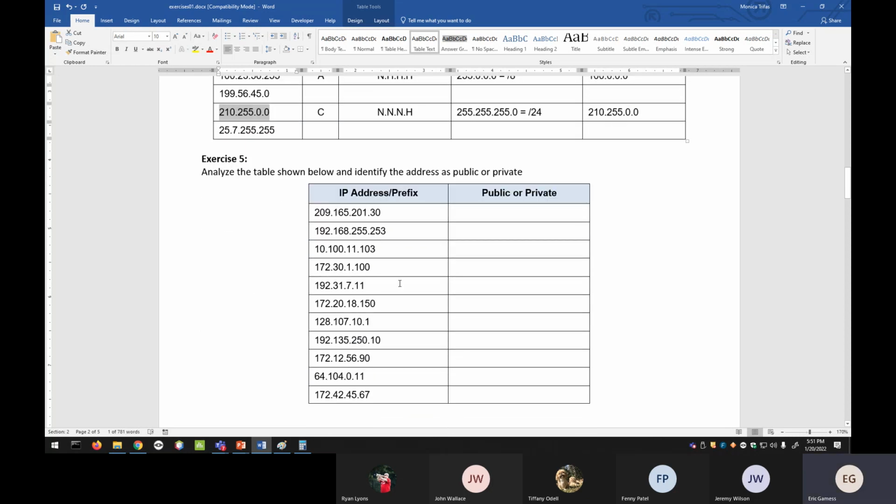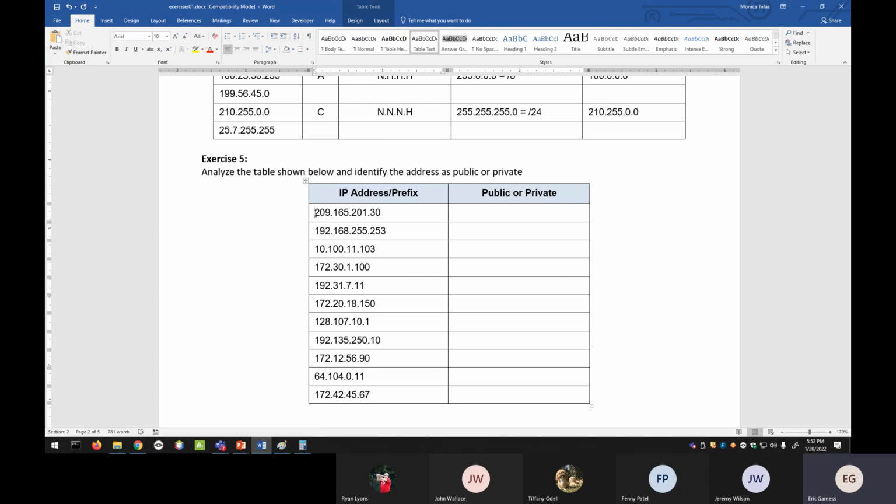Okay, exercise 5. It's saying, analyze the table shown below and identify the address as public or private. So is this one public or private? We have a slide on that. There are 3 blocks of private IP addresses. The first block goes from where to where? From 10.0.0.0 to 10.255.255.255. This is the first block.